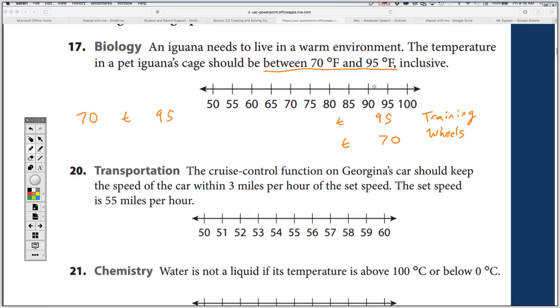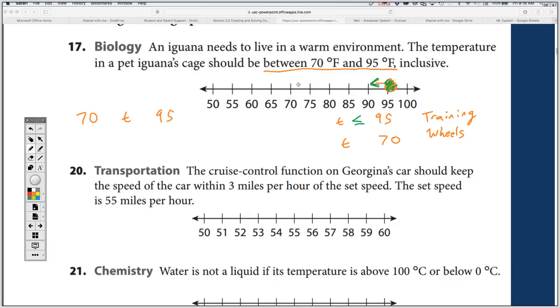So go to 95, put a circle. Can it be 95 or no? If it's between 70 and 95. Is 95 okay for the temperature in the cage? Yeah. So we're going to shade it in. Is 90 okay or 100 for the animal? 90. So we're going to put it to the left. Ready for magic? Yeah, you are. All right. Put that arrow. Go to 95 and copy it. And we said it was equal because we shaded it in. So put the bar.